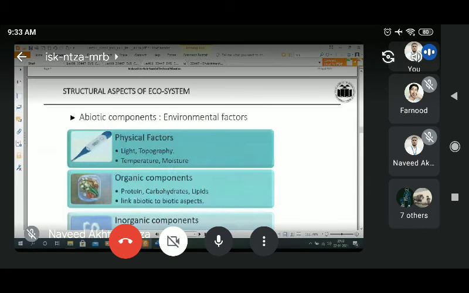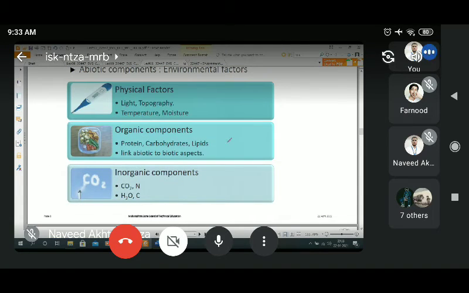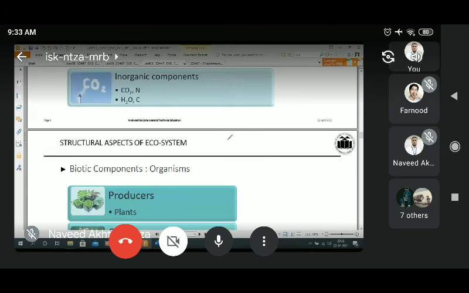In the structural aspect, there are abiotic components, the environmental factors. There are physical factors like topography, temperature, moisture. Organic components are protein, carbohydrate, lipids, which link the abiotic to the biotic aspect. Inorganic components are carbon dioxide, nitrogen, oxygen, and carbon. These are the abiotic components, the environmental factors, and they are considered in the abiotic system.